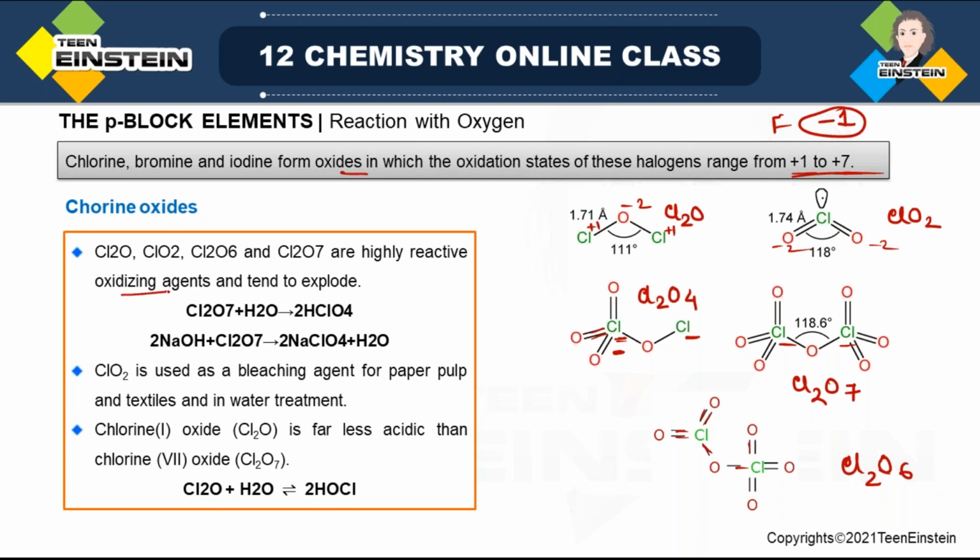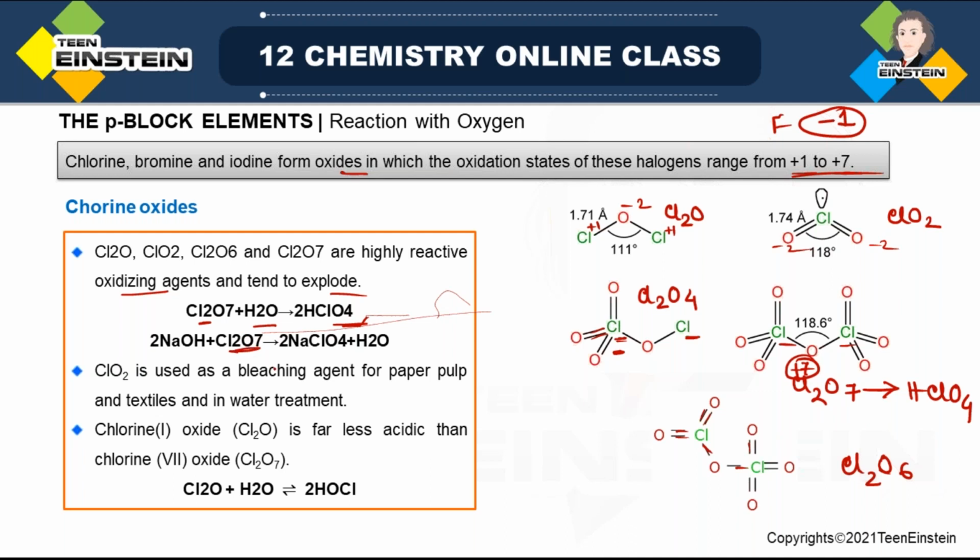They are highly reactive oxidizing agents, so reactive that there is a chance of explosion also. When Cl2O7 reacts with H2O, you get this acid, which is very acidic, perchloric acid, HClO4. Now here see Cl2O7, the oxidation state of chlorine is very high. So when the oxidation state is very high, then the corresponding acid that you get by reaction with water, here HClO4, will be very acidic.